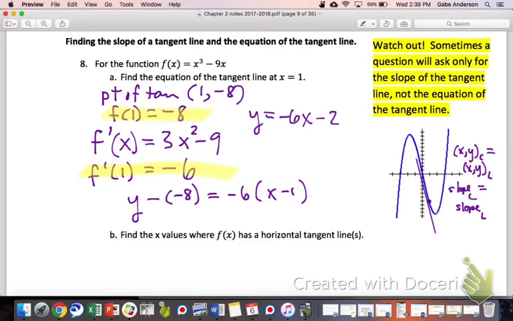A horizontal line has what kind of slope? 0. And the slope of the tangent line is the derivative. So what B is asking us really to do is find the zeros of the derivative. Find the zeros of f prime. Set f prime equal to 0 and solve. Does that seem logical to you? If it doesn't seem logical, you need to say something. Horizontal tangent lines have 0 slope, and so to find horizontal tangent lines, we want to set the derivative, the slope of the tangent line, equal to 0 and solve.